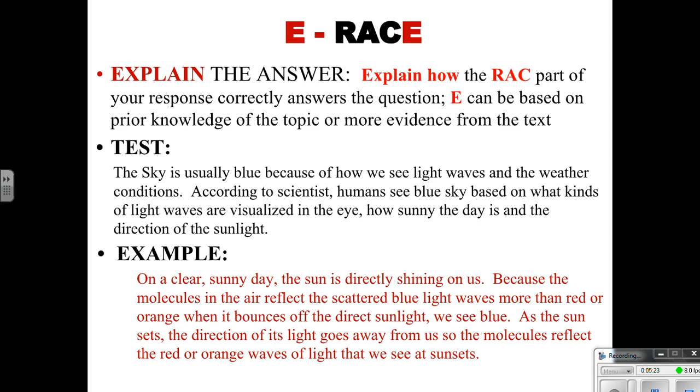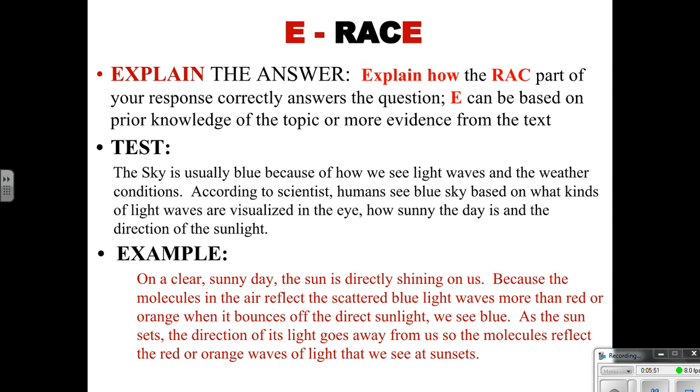So when we explain, we go here. On a clear sunny day, the sun is shining directly at us because the molecules in the air reflect the scattered blue light waves more than the red or orange when it bounces off the direct sunlight. We see blue. As the sun sets, the direction of its light goes away from us, so the molecules reflect the orange waves of light we see at sunsets. So literally all you're doing is explaining how your evidence supports the answer.